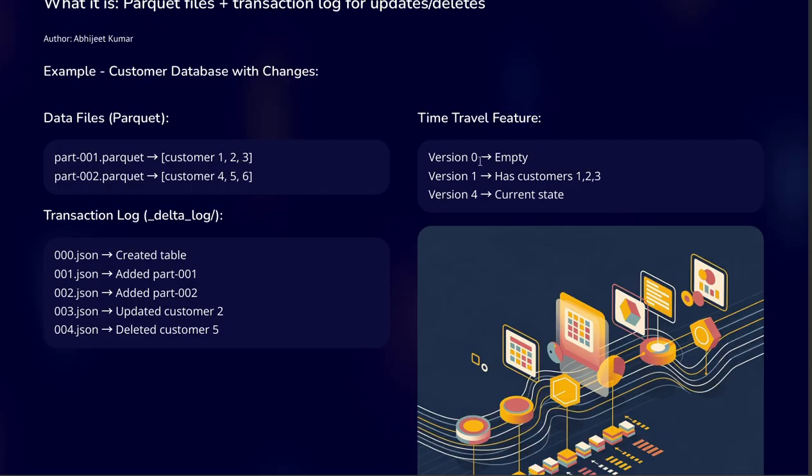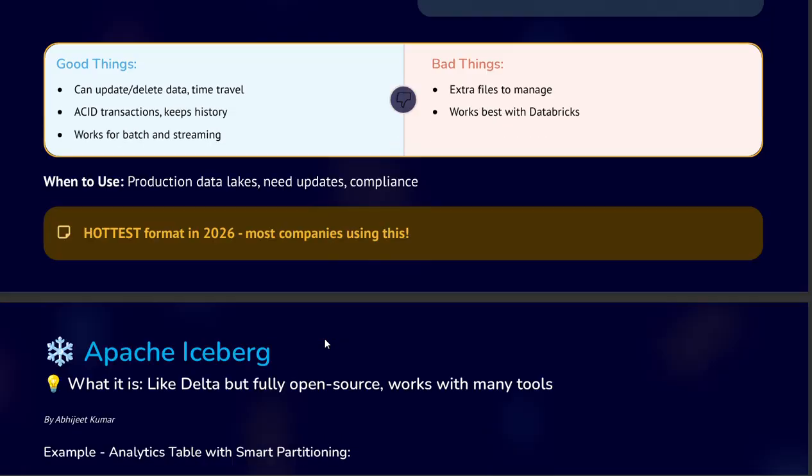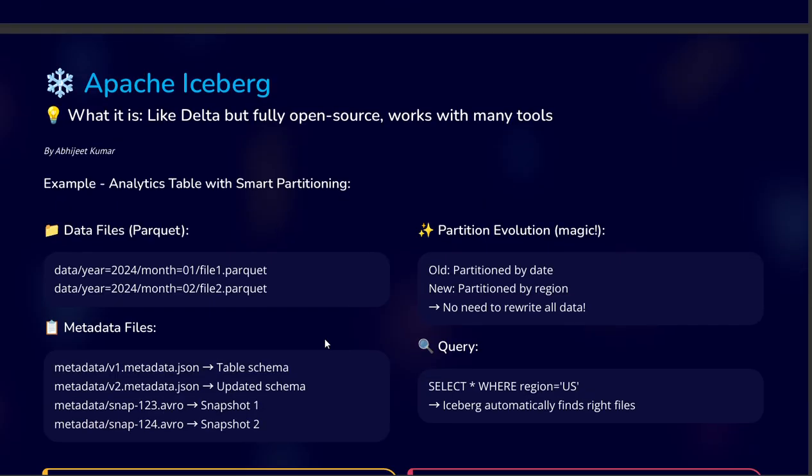For the time travel feature, the version is empty because we have just created the table. If any insertion happens, then version 1, version 2, version 3, and that will continue with that table. And this is the hottest format in 2026. Most companies are using this. Now it's Apache Iceberg.